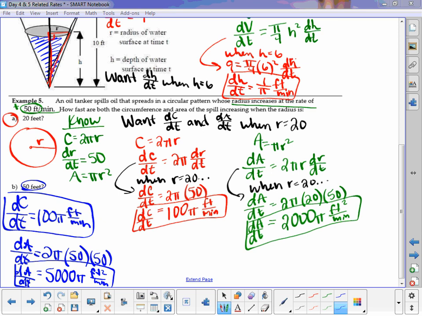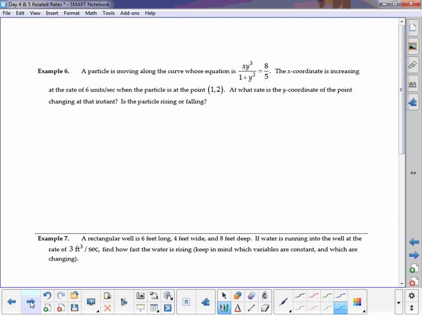Alright, so number 6, the particle is moving along the curve whose equation is that. The x-coordinate is increasing at the rate of 6 units per second. When the particle is at that point, at what rate is the y-coordinate of the point changing? I want to just make sure we at least have a setup right for this. We don't really have to draw a picture for this. In fact, I'm not really sure what this looks like.